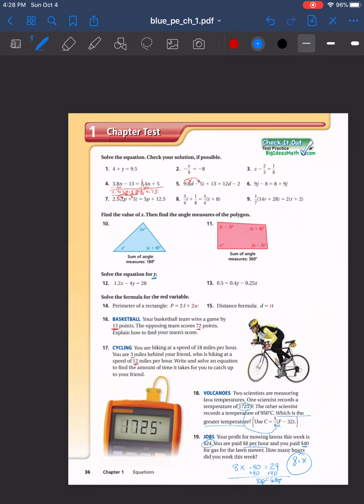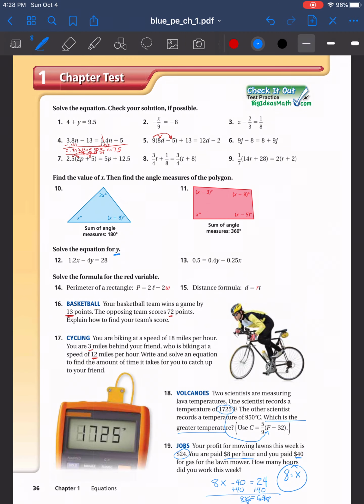All right, guys, I didn't leave too many just for you to do, but that is your homework. I need you to do 1 through 19. I need you to put your name on the top. I need you to write chapter 1 test, page 36. I need you to scan that picture of your paper, and I need you to turn it in on Google Classroom. Remember, you have to hit the add or create button and hit upload image, okay?